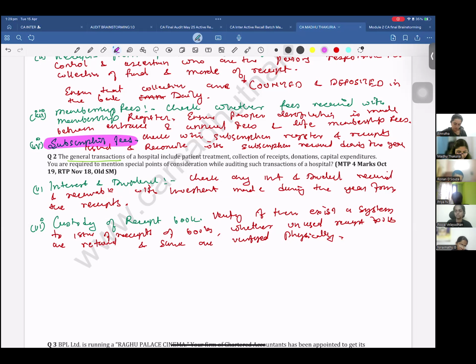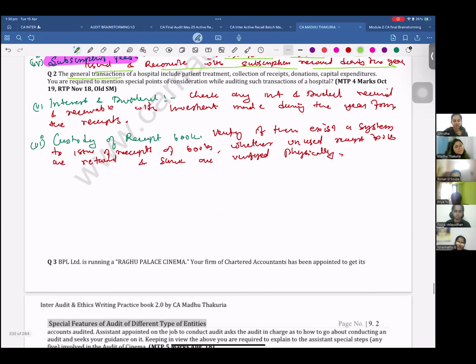So you have to check the subscription register and receipt issued and reconcile with the subscription received during the year. How many subscriptions I have issued, and for how many subscriptions I have received the money already. You have to reconcile that. There can be a situation where I have issued 100 periodicals or magazines, but I only received money for 50. So then the 50 will be the reconciliation item for you. Yes? Clear now? Okay. Shall we go to the next question, guys?